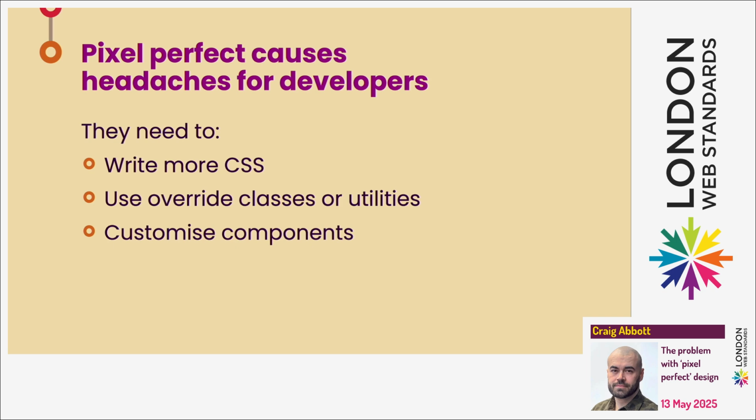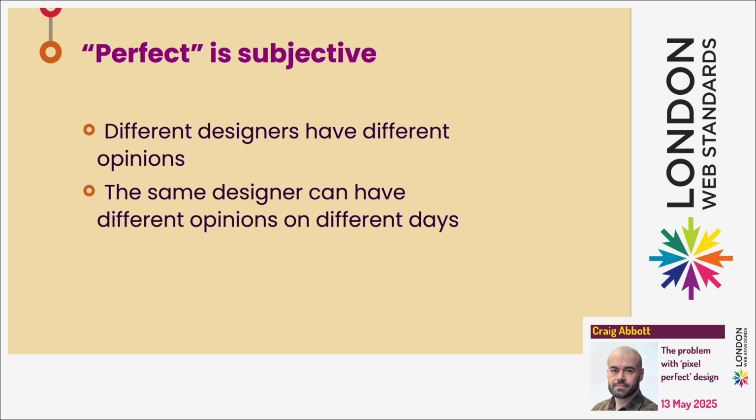Yeah, so with pixel perfect design, we find developers write more CSS. They're often having to use override utility classes or writing custom CSS to override things that are already there. At the company that I previously worked at, we had a design system and then there was just loads of inline styling being put on the components just to make everything look exactly as the designer wanted it to look. And that creates inconsistencies and it creates headaches for developers.